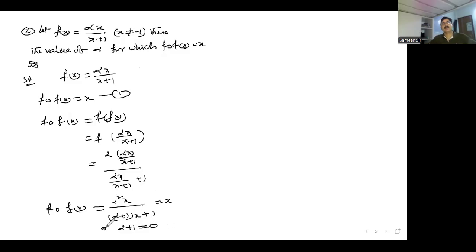If alpha plus 1 is 0, okay, then what happened now? f circle f is equal to 1. f circle f of x is equal to what? x we will get. So what is the value of alpha? It is -1. I hope that it is clear. Okay, we'll move on to the next one now.